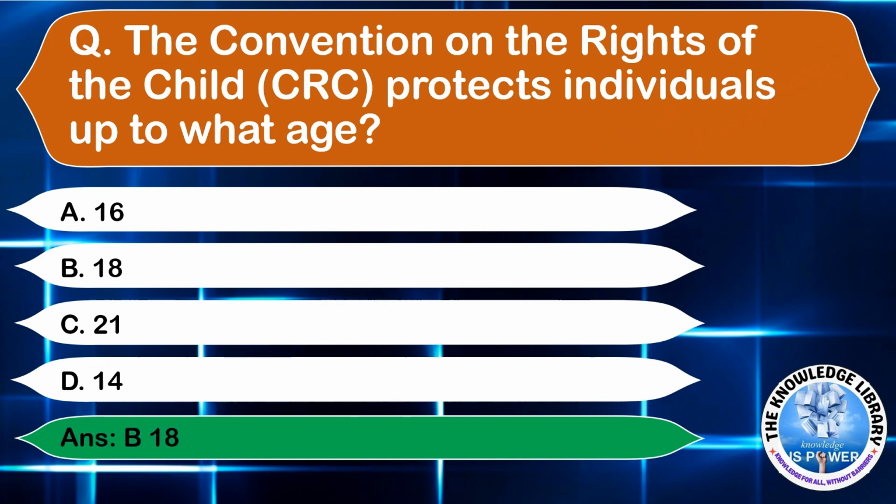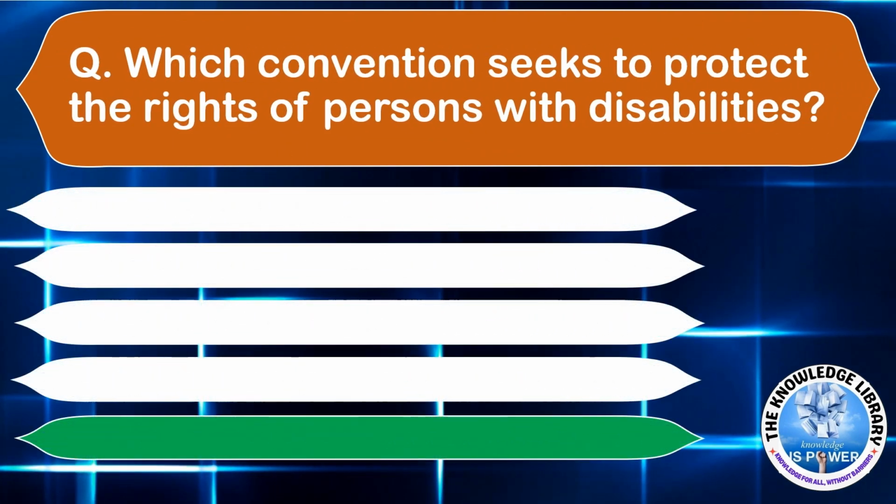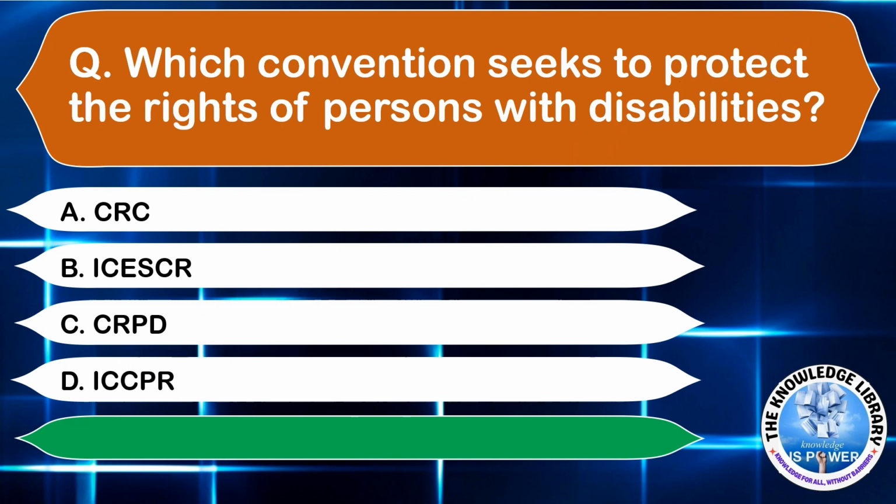Next question is, which convention seeks to protect the rights of persons with disabilities? Option A, CRC. Option B, ICESCR. Option C, CRPD. Option D, ICCPR. Correct answer is option C, CRPD.